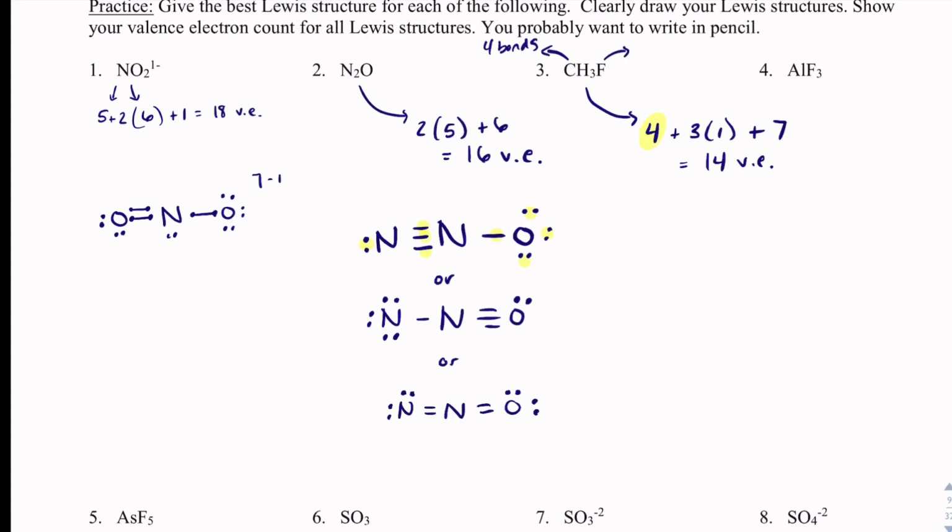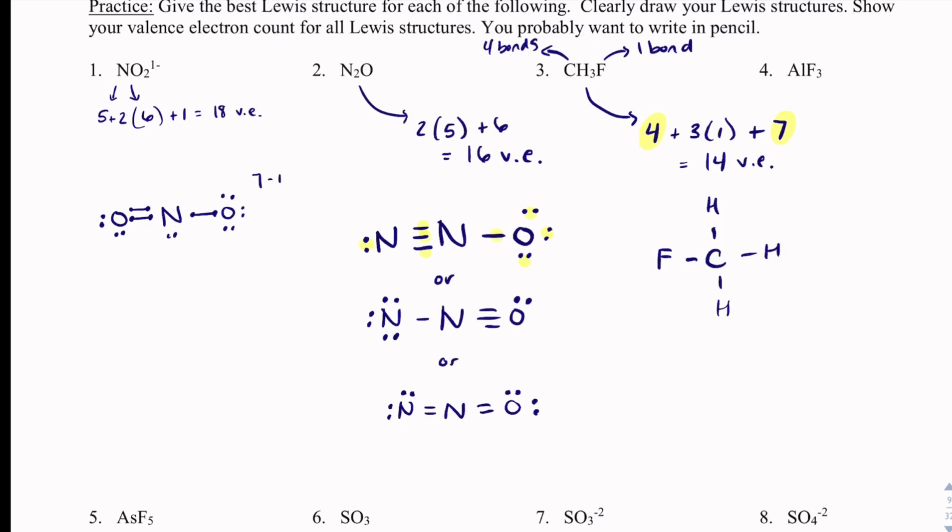Fluorine, on the other hand, has 7 valence electrons. To get to 8, it would only need to form 1 bond. So the one that forms the most bonds tends to go in the middle, so we'll put carbon in the middle, and then we're just going to put our 3 hydrogens on this and a fluorine.